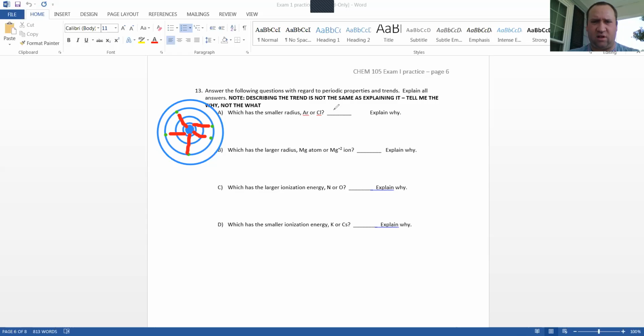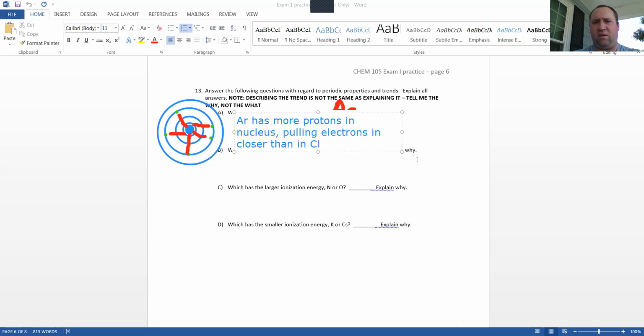Argon. So argon has the smaller radius, and we can describe the reasoning as argon has more protons in the nucleus. Then chlorine. And that's really all that we would have to say about this.